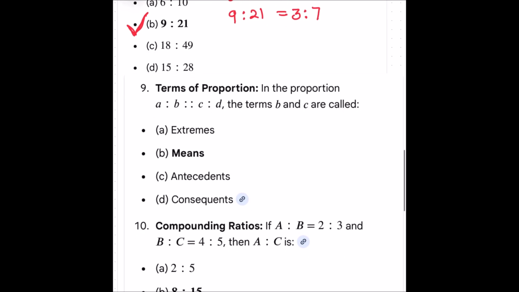Next one is proportion terms. This question is based on terms of proportion. What are the terms called? So here A is to B as C is to D. The terms B and C are called. So B and C are the middle terms. These are called the means. A and D are called extremes and B and C are called means. So option B is the correct answer.